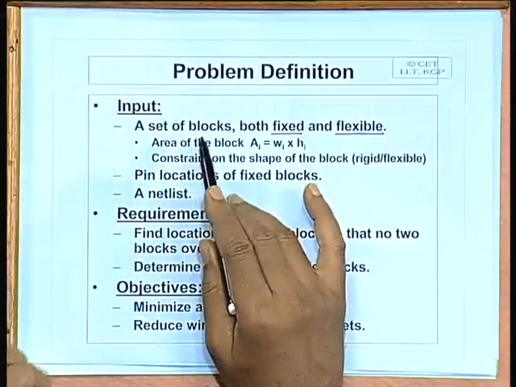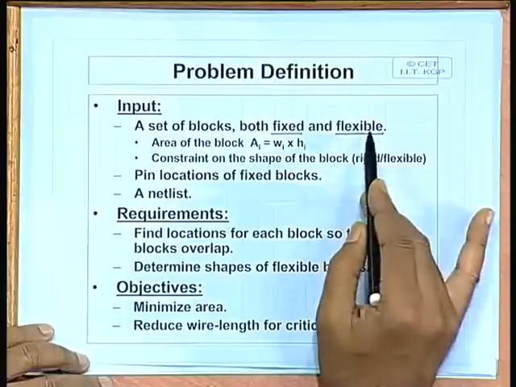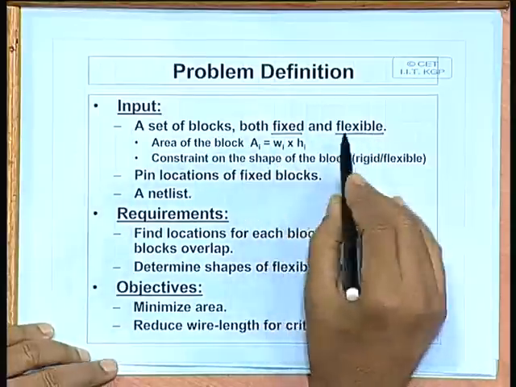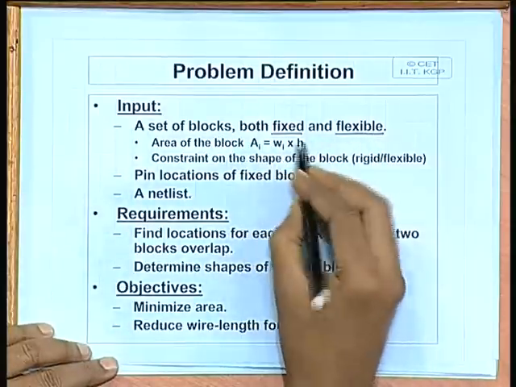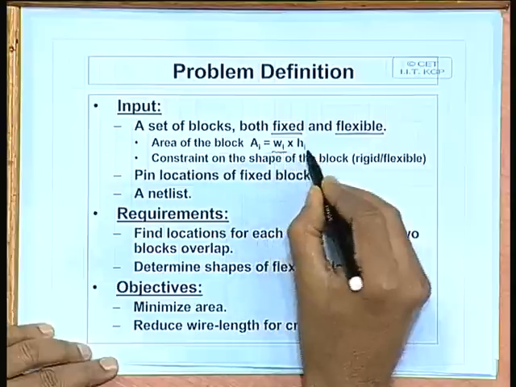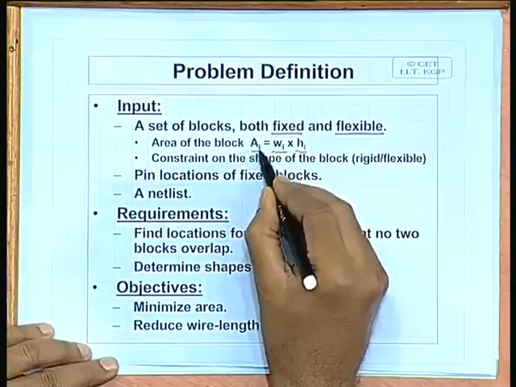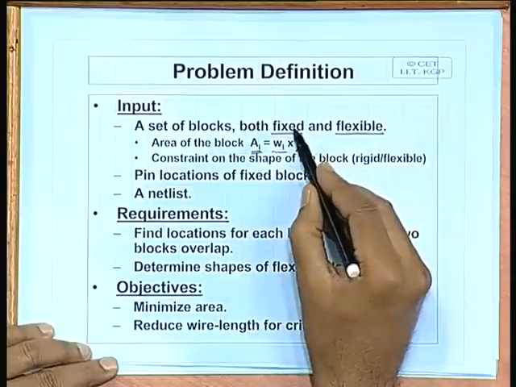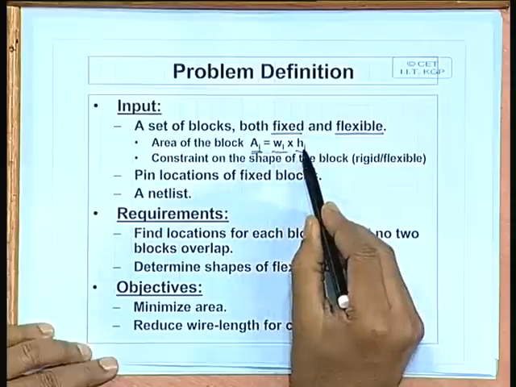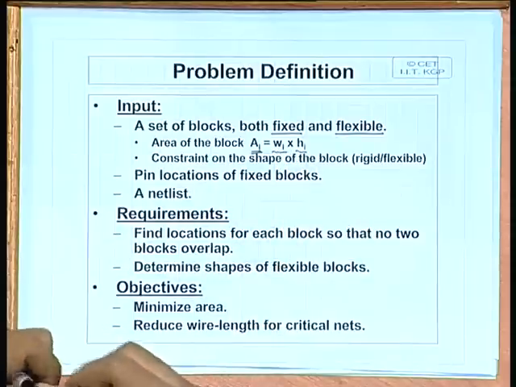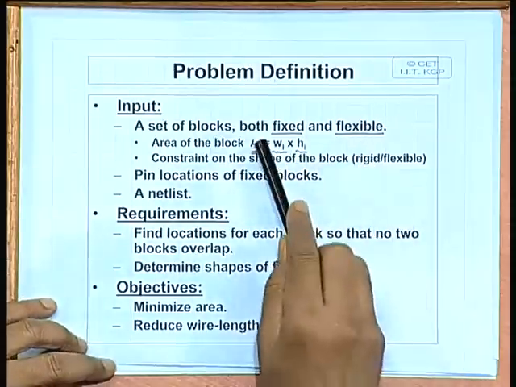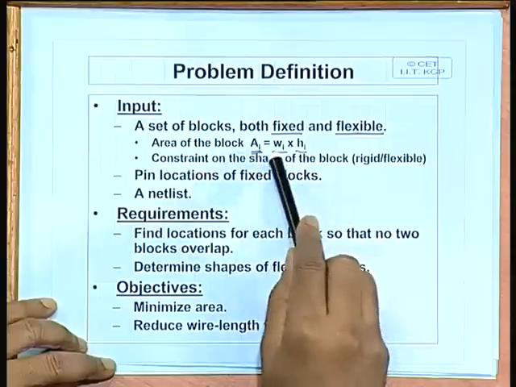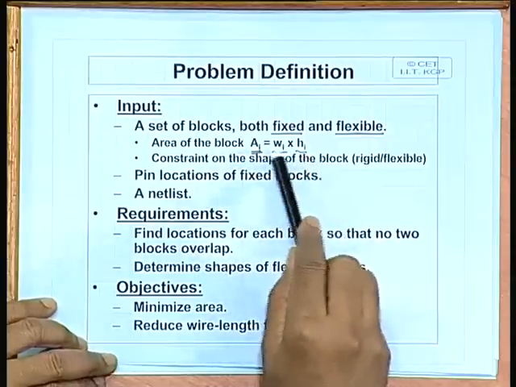So, as an input to the problem, we have a set of blocks which can be both fixed and flexible. Now, each block to start with will be assigned a width and a height value which will give an area. In case of fixed blocks, this Wi and Hi are statically fixed, but in case of flexible blocks you have to keep this area fixed. You can adjust the values of Wi and Hi according to your requirement.